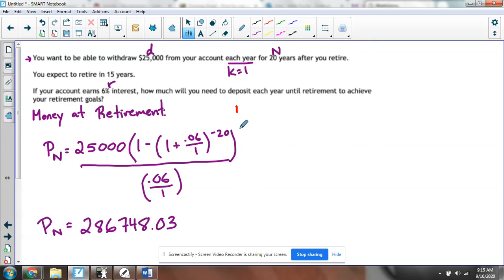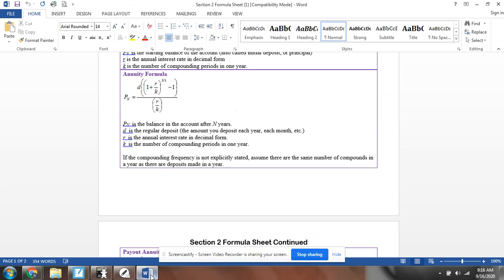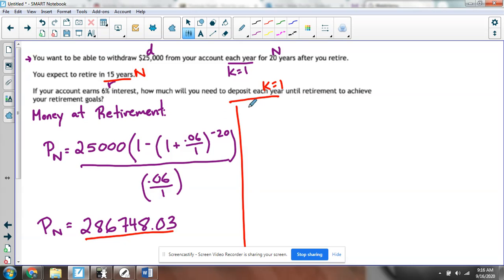The second part says, well, how much should I deposit each year until then to get my goal? This is what I want. How much should I deposit each year for 15 years to get that? So now my K is still 1 because I'm depositing each year. My N now, though, is going to be 15, and everything else stays the same. I want to deposit multiple times, so that's going to be an annuity formula. I'll copy that from the sheet and write out the values as I go. I want this at the end, so this is my P sub n.